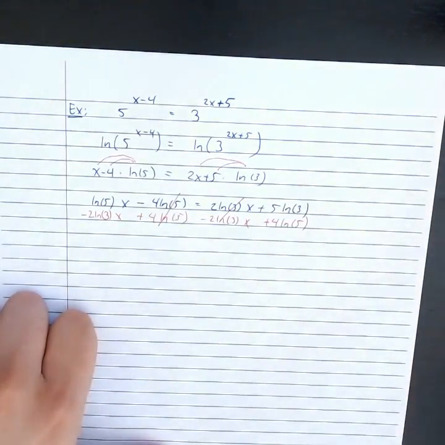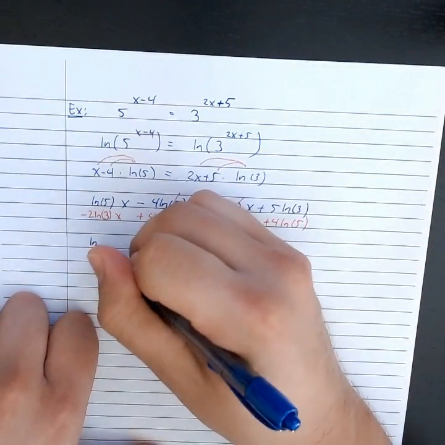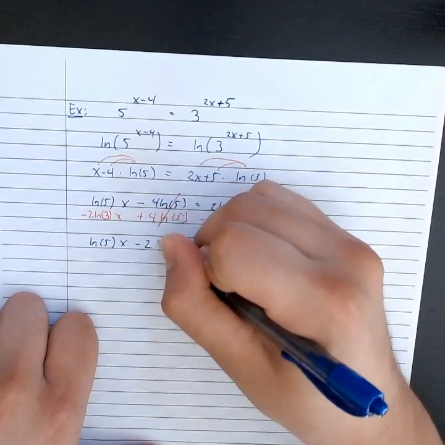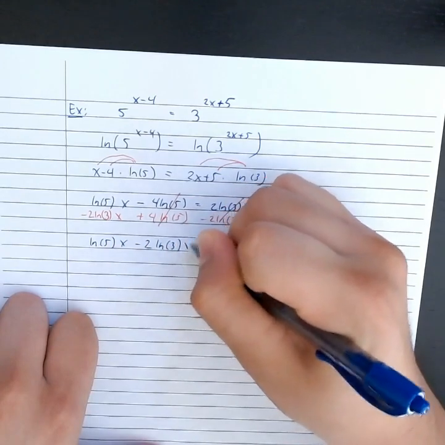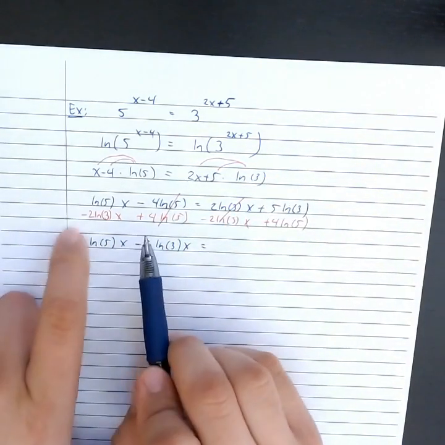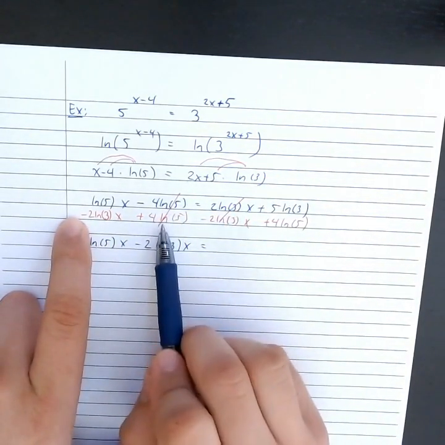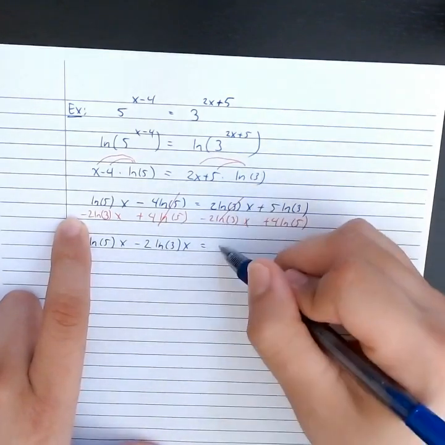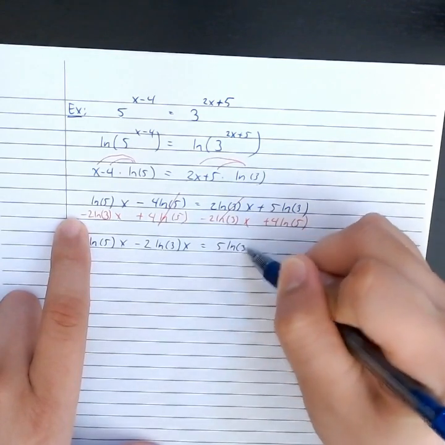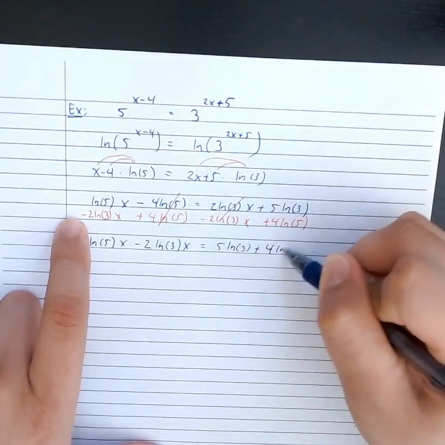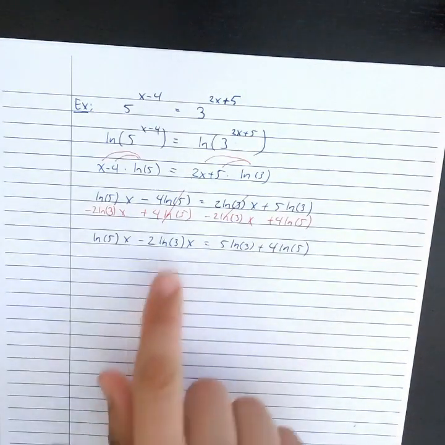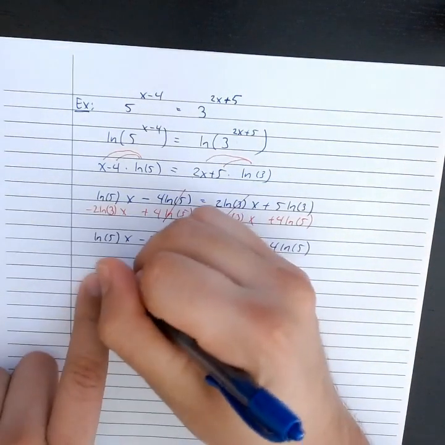Those are gone. And now we're left with the natural log of 5x minus 2 natural log of 3x. These two are the only ones left on this side. That's gone. Over here, these are gone. And the only thing left on this side would be 5 natural log of 3 plus 4 natural log of 5. Just like that. Notice now you have a common factor of x, which you can factor out.